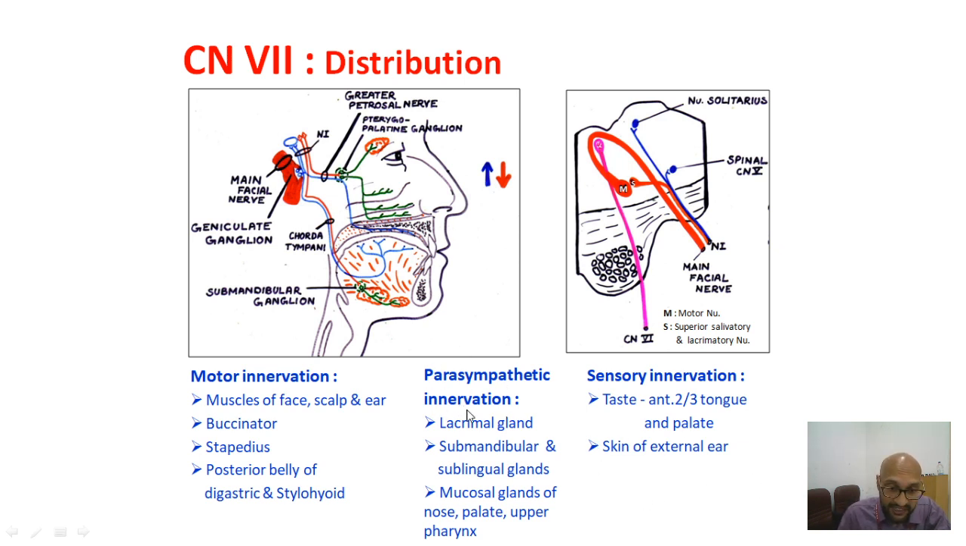This parasympathetic innervation is meant for many, and actually most, of the glands of the head and neck, that is the lacrimal gland, the submandibular and sublingual glands, and the mucosal glands of the nose, palate, and the upper pharynx. So all of these glands, including the lacrimal gland, are supplied by the salivatory nuclei, which is the general visceral efferent component. And the motor innervation is to all the muscles that have developed in the second pharyngeal arch, which is the muscles of the face, scalp, and ear.